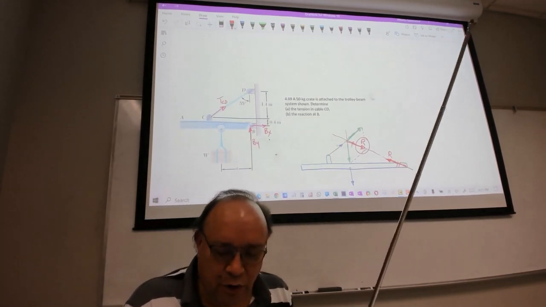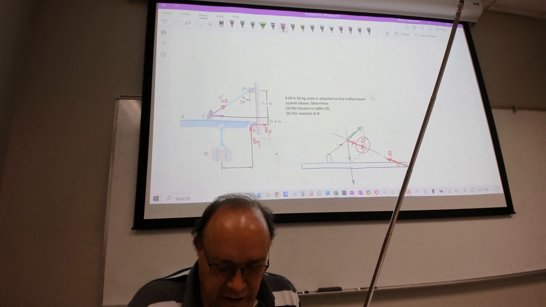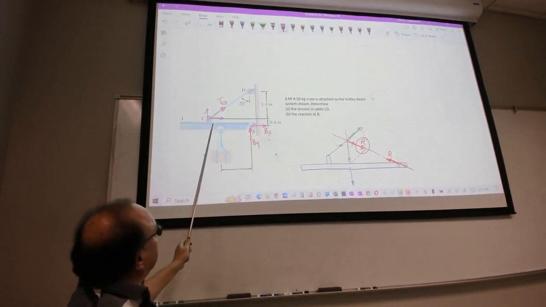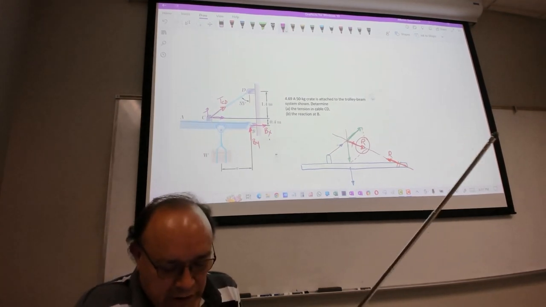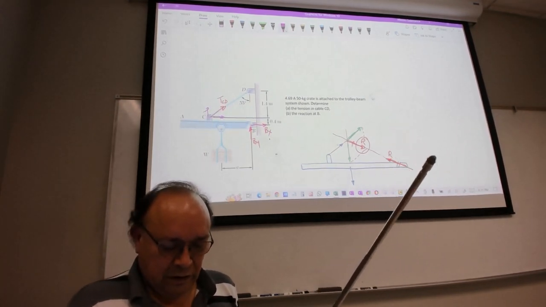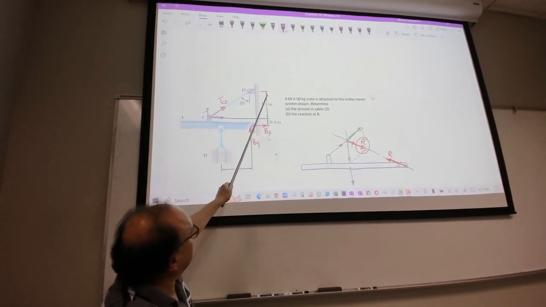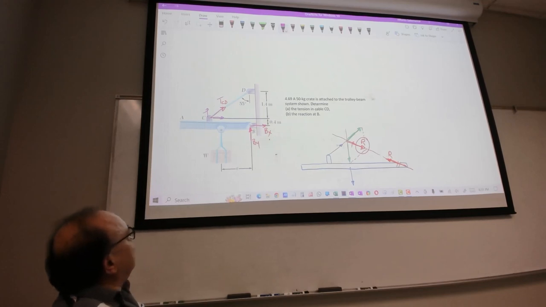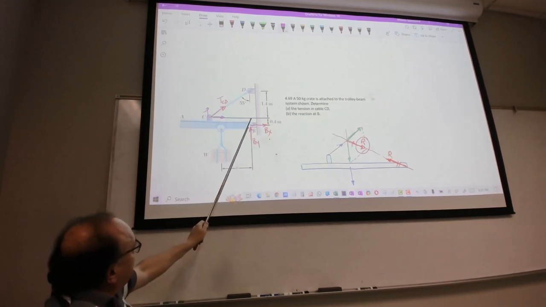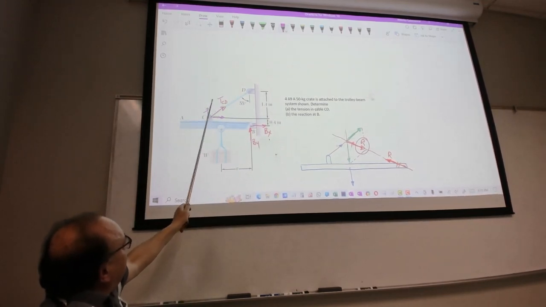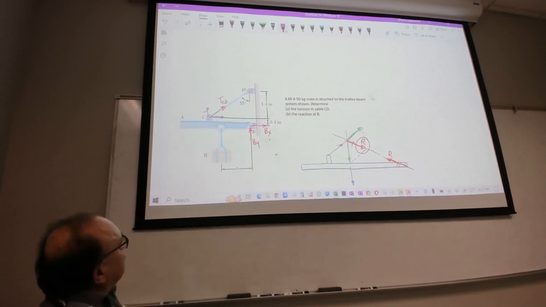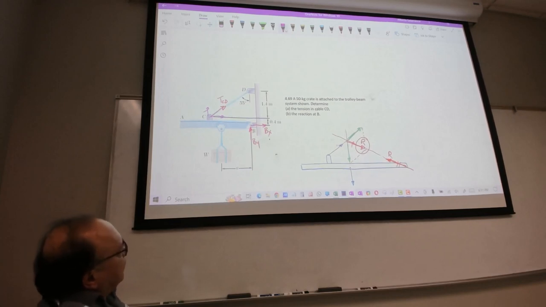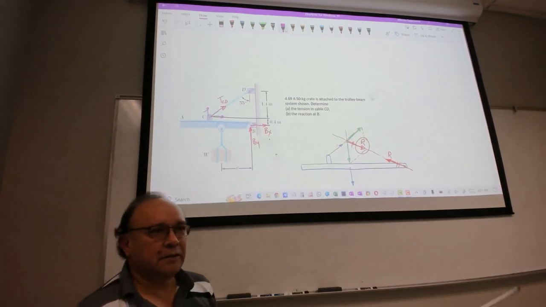By getting the components of this force like this and like that, and you have all the dimensions, 0.4, 0.4, and this distance, whatever it is. Well, you have this angle, you have this distance here, so you can find this distance. It's a few calculations there. And then you have the moment about this point to find this force. And then summation of forces in this direction, summation of forces in this direction. Instead of doing this crazy stuff, right?